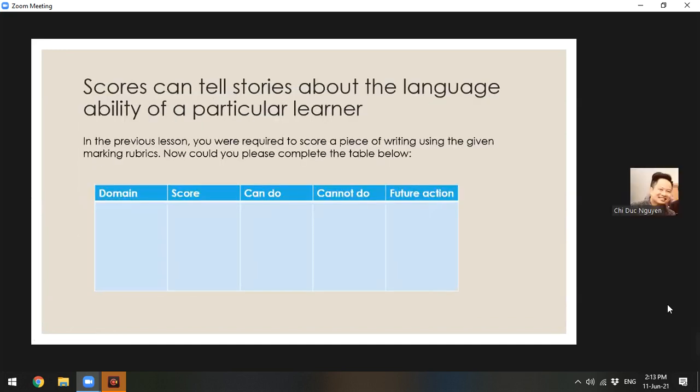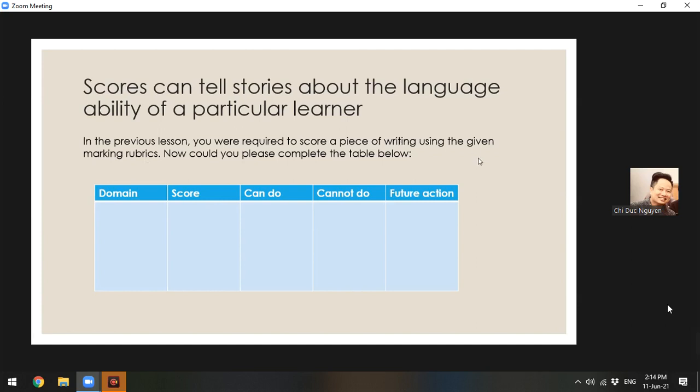Yes. So this one is going to be the story about the language ability of a particular learner. We can see the score, for example, here. And after that, what can the student do? And what can they not do up to now? And what might be the action in order to improve the learning process and learning quality as well? So that is going to be the story the score can tell us about the student.